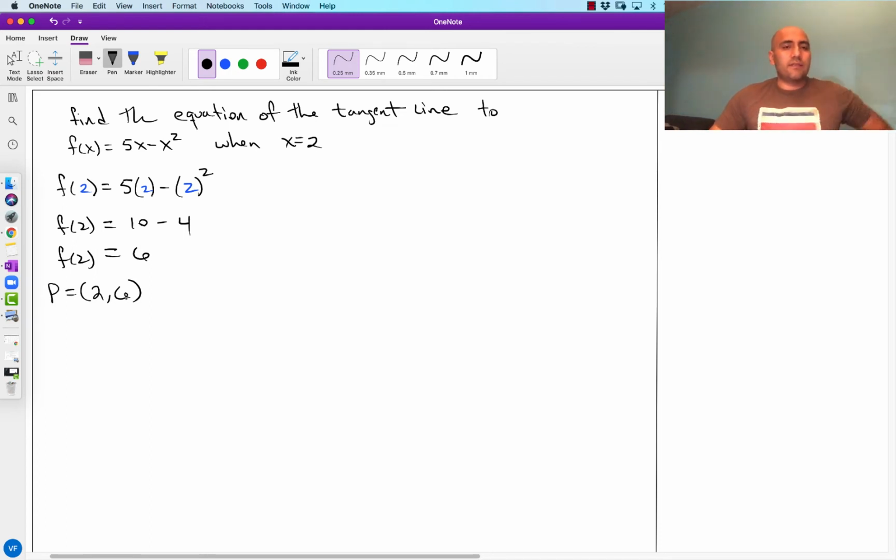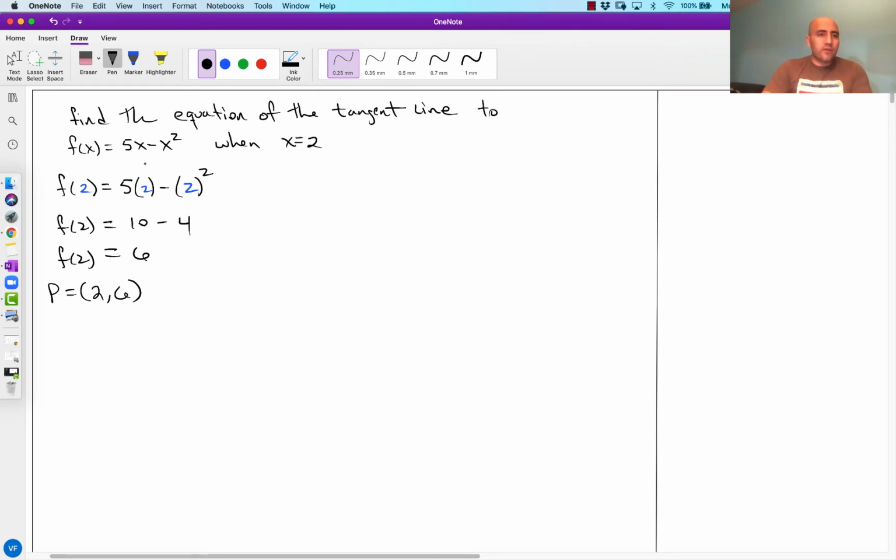P equals this. Okay, so now what we're going to do is think of a new value in the domain of this function that's close to the value 2. And then we want to find the formula that gives you that slope, the slope of the line that connects those two points. Okay, let's graph this equation.